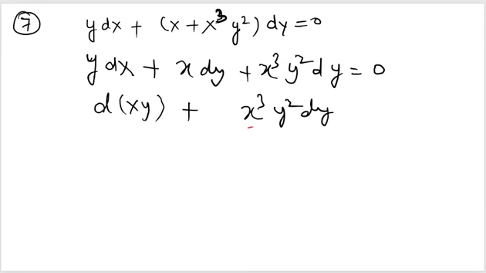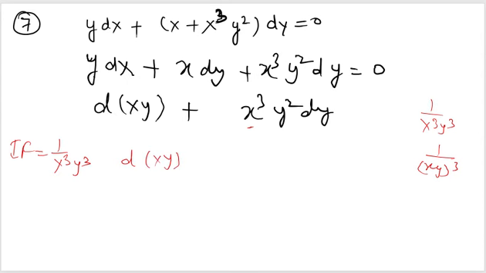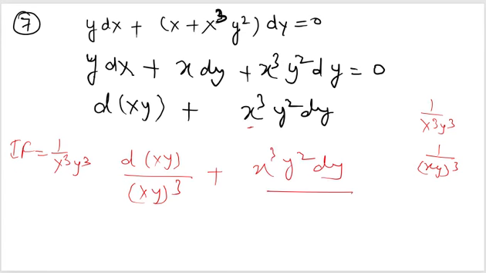This x cube is giving me a hint that if I multiply by 1 upon x cube plus y cube, it can be of the form of x by y cubed. So yes, let us see whether it is working or not. So it is going to work. So the integrating factor is 1 upon x cube plus y cube. When you multiply by 1 upon x cube plus y cube, this x cube plus y cube can be written like that. Here you have x cube y squared d of y upon again x cube plus y cube. X cube gets cancelled, y squared will cancel with 1, so it is a correct integrating factor.